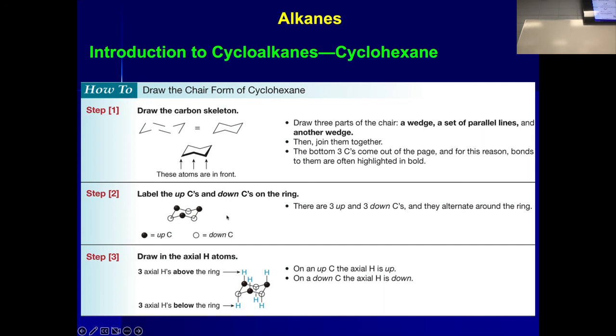I can push this footrest up and make it a headrest, and I get boat. What can I do with this over here? Push it down. I can push it down, and now I have another chair. But what happened with all of my hydrogens? It's messed up. All of the red ones went from being axial to now being equatorial, and all of the equatorial ones became axial. This is called ring flipping.